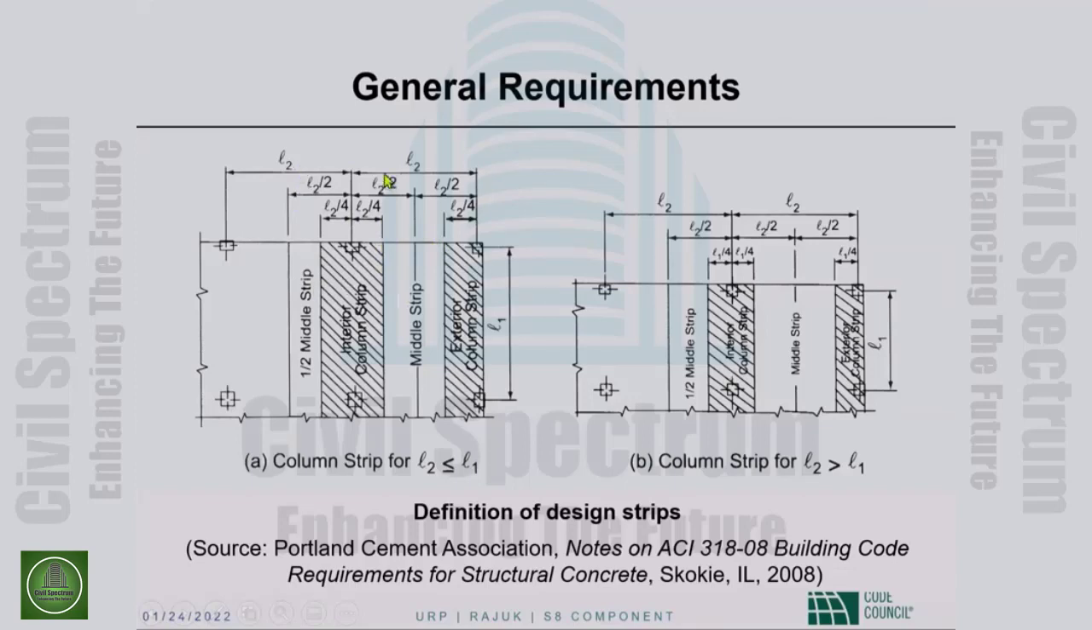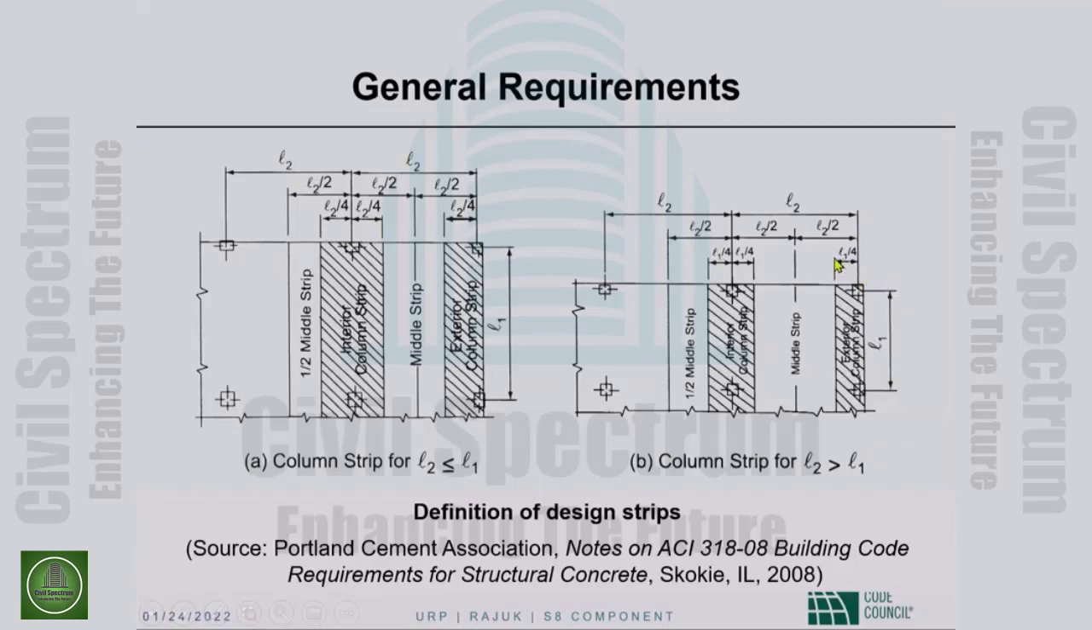Now, if this span were different from that span, if this were L sub 2A and this were L sub 2B, this would be L sub 2A over 4 and this would be L sub 2B over 4. Okay. Now, in the second picture, L sub 2 is smaller than L sub 1. I'm sorry, L sub 1 is smaller than L sub 2.